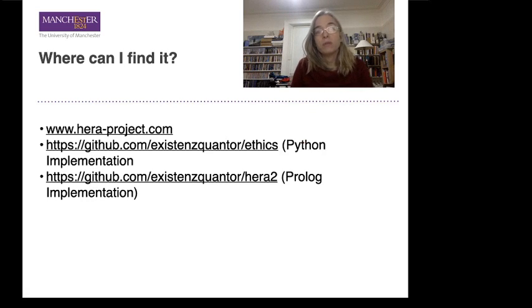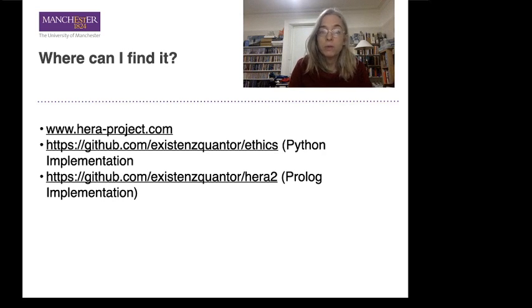It can be found at www.heraproject.com, and it is largely a joint effort between Martin Benson, who is a philosopher at the Technical University of Denmark, and Felix Lindner, who's a computer scientist who was at Freiburg and is now at Ulm.